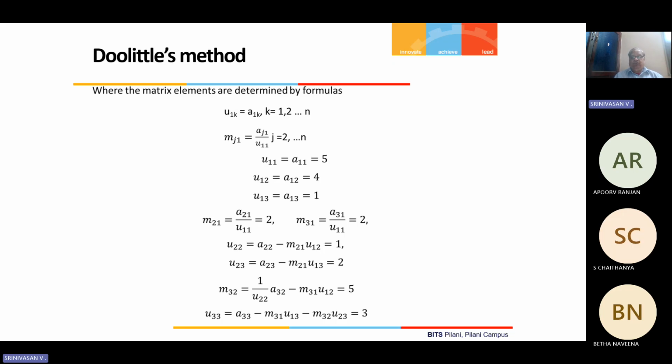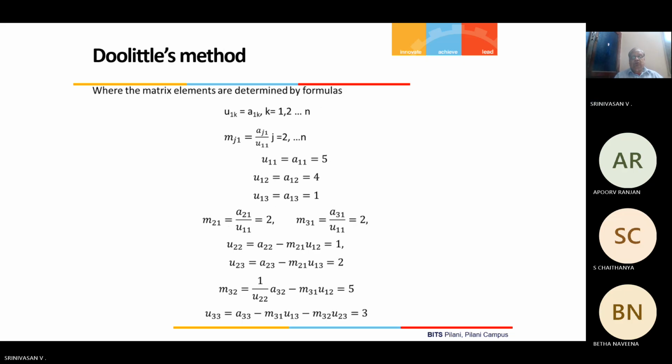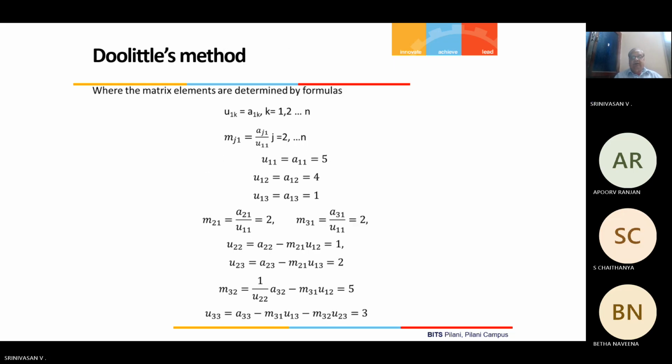Coming to the L values. L21, according to this formula with J equal to 2, is A21 by U11. U11 is fixed. What is A21? A21 is 10. U11, which is A11, is 5. So 10 by 5 is 2. And M31, that is L31, is A31 by U11. What is A31? That is also 10. 10 by 5 is 2. Okay, right.